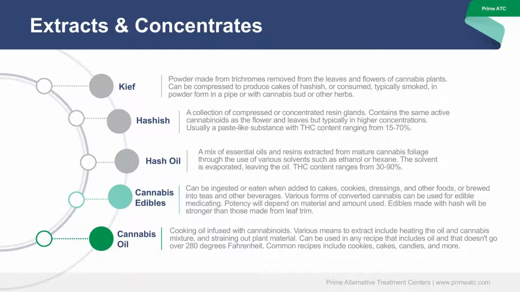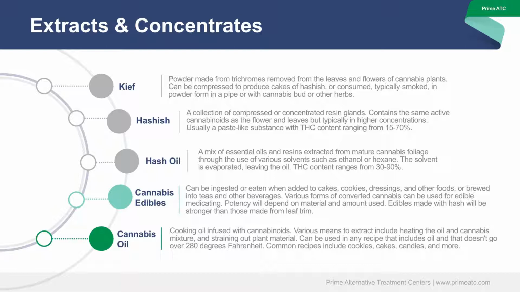Hash contains the same active cannabinoids as the flower and leaves, but typically in a higher concentration. Hash is usually a paste-like substance with varying hardness. Good quality is typically described as soft and pliable. Over time, it becomes progressively harder and less potent as it oxidizes and the oils evaporate. The THC content of hashish can range from 15 to 70%.